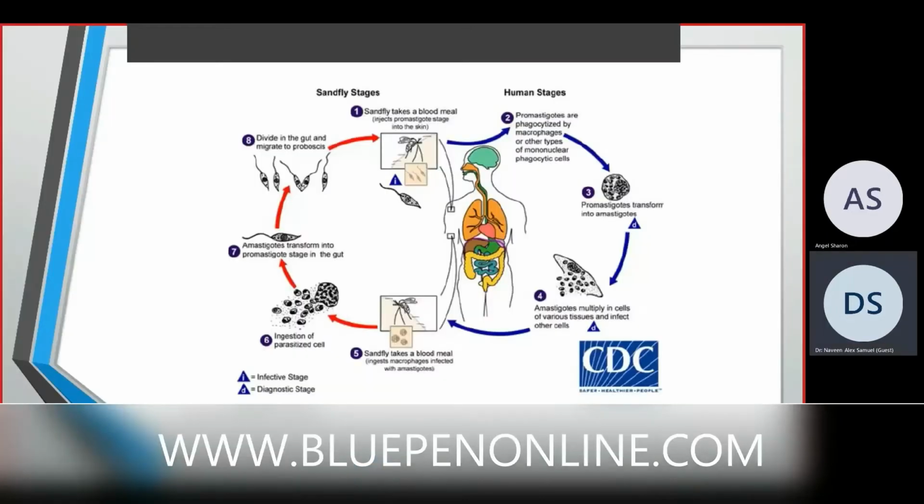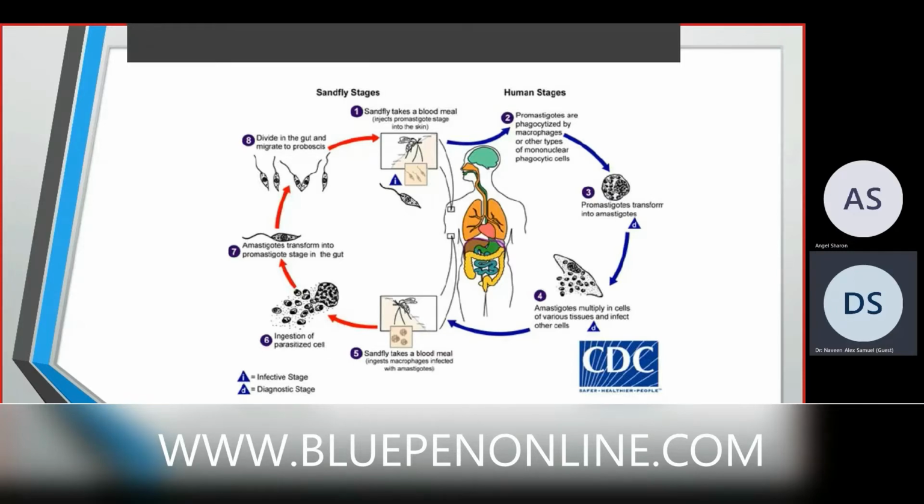This is the life cycle of leishmaniasis. First, it is a sandfly, then it will bite the humans, and in the humans, the promastigote converts to amastigote form in the reticuloendothelial cells, the skin macrophages. And the amastigote form multiplies in the cells of various tissues and infects other organs. And again the sandfly takes the blood meal, ingesting the macrophages infected with amastigote form. And ingestion of the parasite cells is the next cycle.